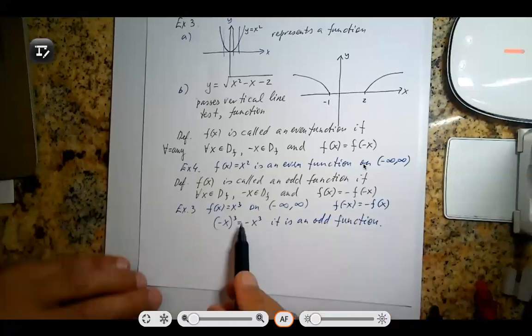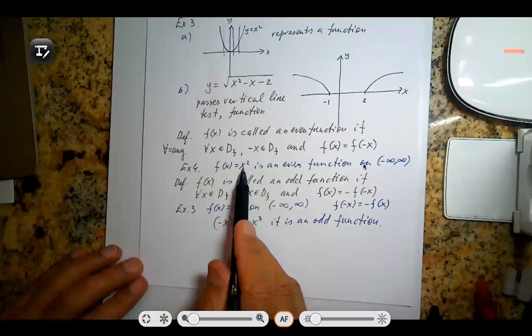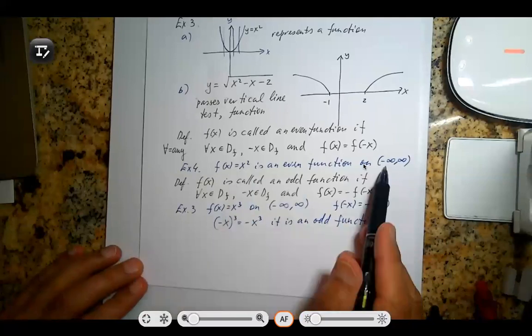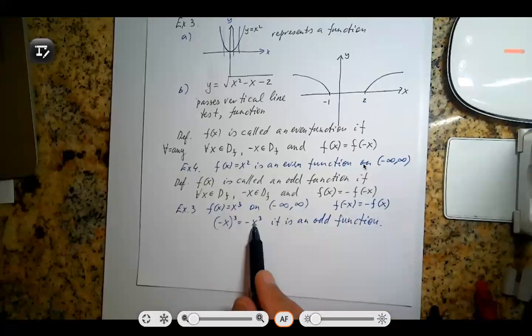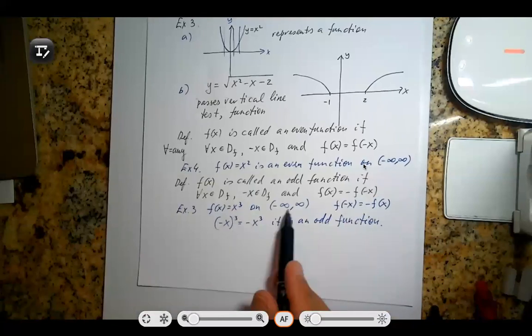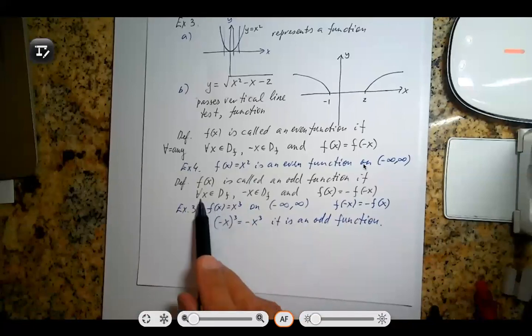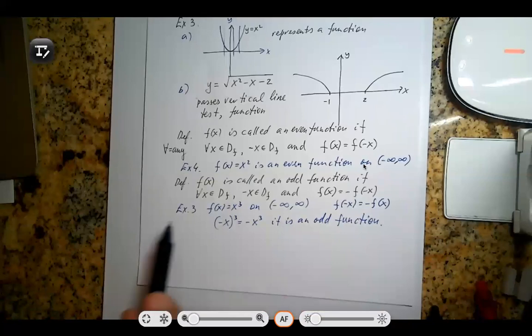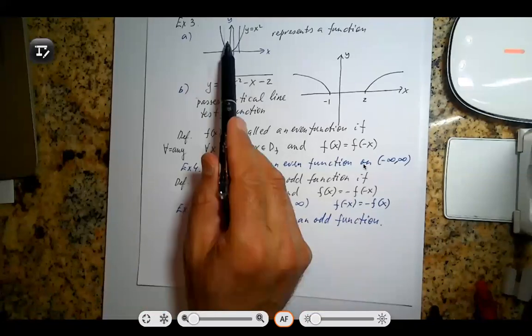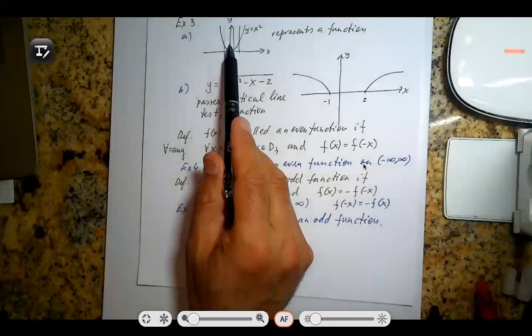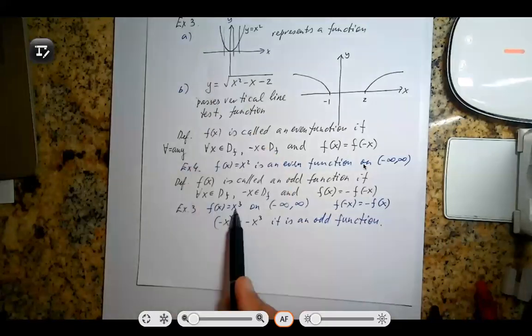Also, another note: if the power is even, you get an even function on its appropriate domain. If the power is odd, you get an odd function on the entire number line. You have to choose the domain. Don't forget this condition. For any x, negative x also must be in your domain. So graphs of even functions are symmetrical about the y-axis. The graphs of odd functions are symmetrical about the origin.